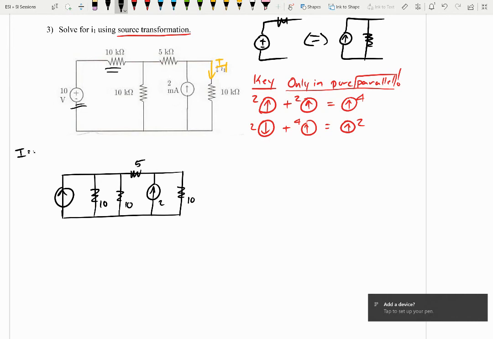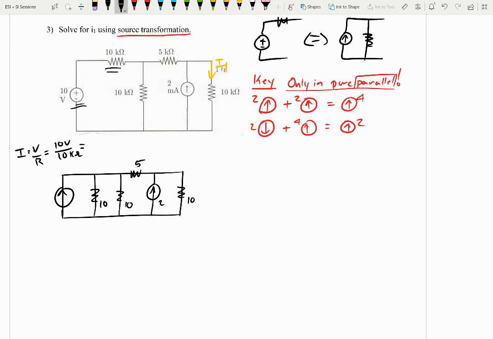So this I will be the voltage over the resistance. So those two values that we pulled. So 10 volts over 10 kilo ohms plus 1 milliamp. Okay. So this value here is 1 milliamp. But let's keep looking.